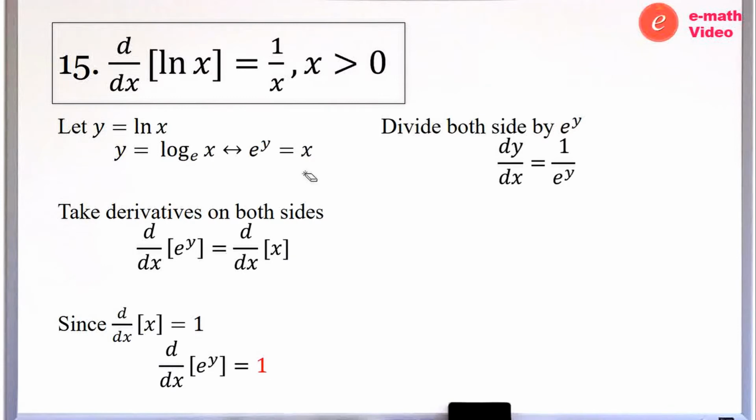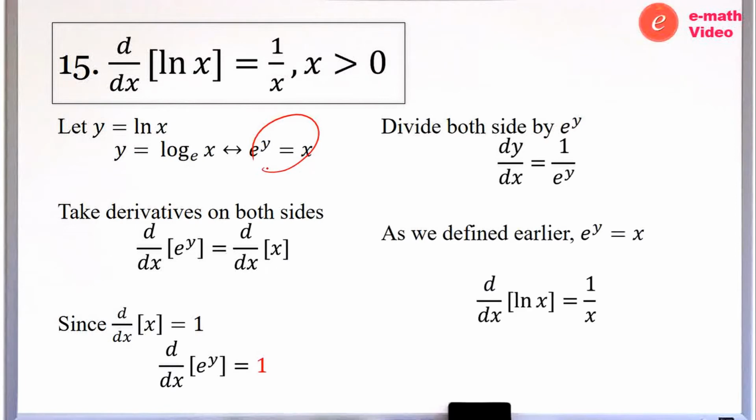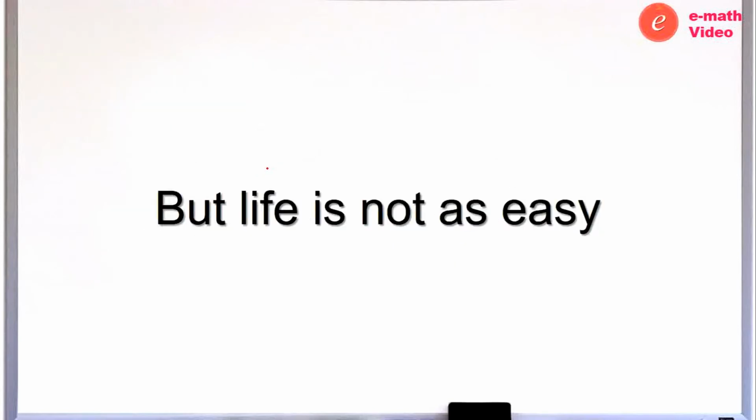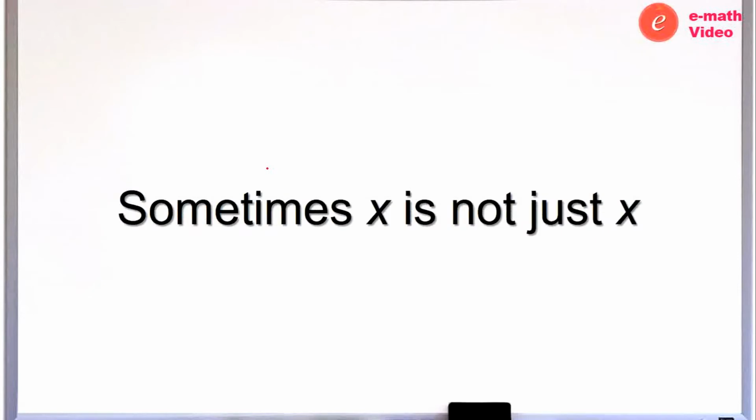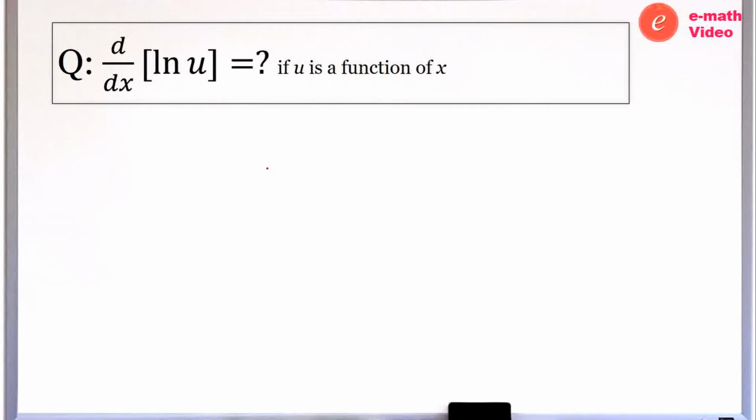As we defined earlier here, we know that e power y equals to x. So we will replace e power y with x here and y with natural log of x. We will have derivative of ln x equal to 1 over x. Proven, number 15. But life is not always as easy. Sometimes x is not just x. The question is, what if u is a function of x and I want to find the derivative of ln u?